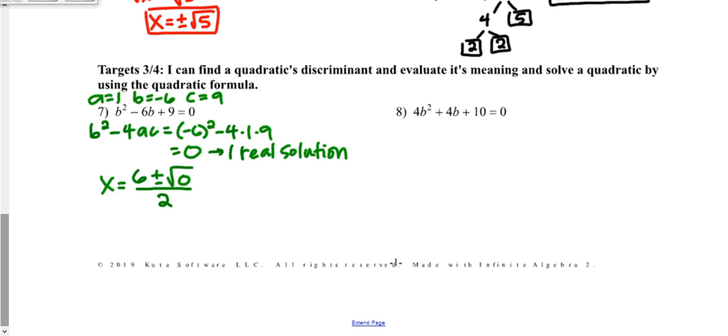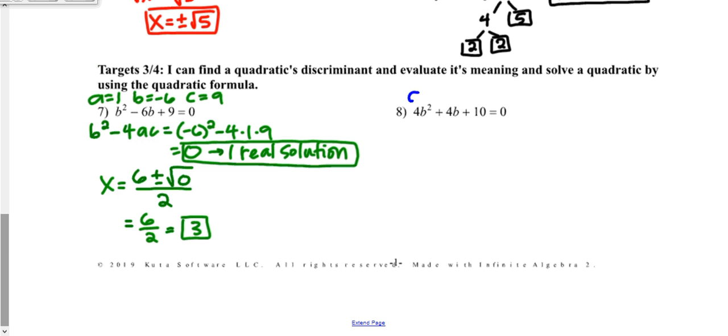So the square root of 0 is just 0. And so you have 6 plus 0 or 6 minus 0. In either case would just give you 6 over 2, which simplifies to 3. So if you go back up to what your discriminant gave you, one real solution, we got one answer and there's no i's in it, so it matches up there. So two-part question here.